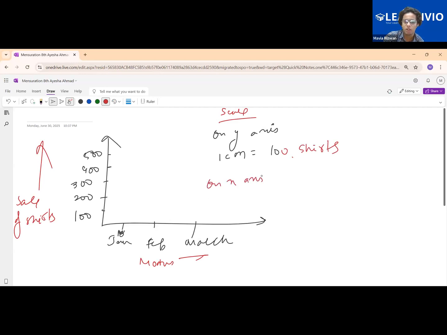On x-axis, 1 centimeter is equal to 1 month. Okay, Aisha, this is how you have to write the scale. Also, never forget to mention this is y-axis, this is x-axis, and also what are you representing on x-axis and y-axis. On x-axis, if you are representing months, you have to write months, and here you have to write sale of shirts. Okay, Aisha.